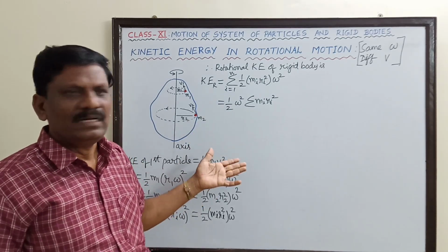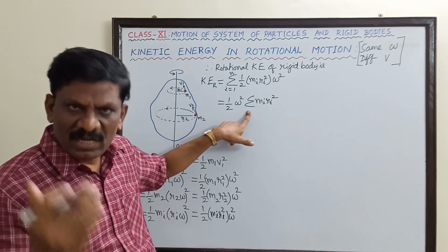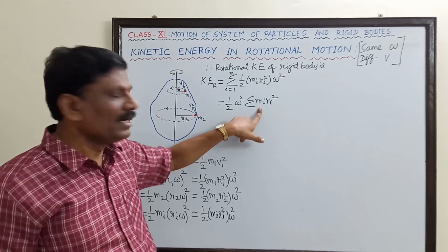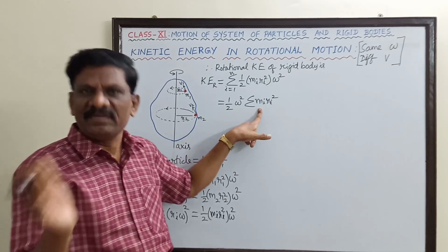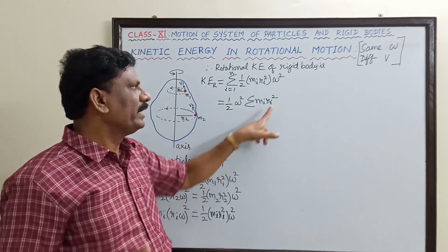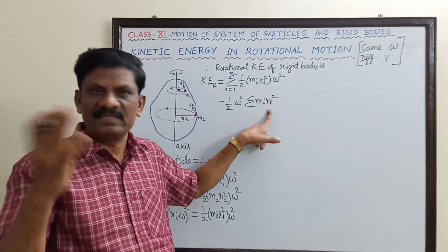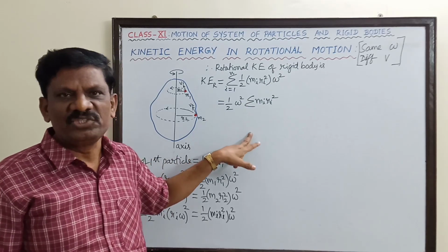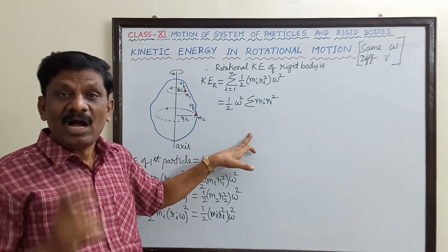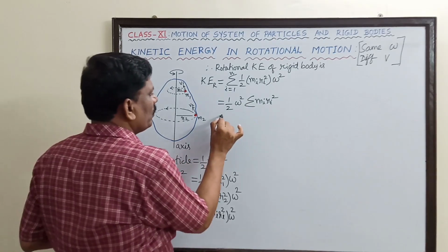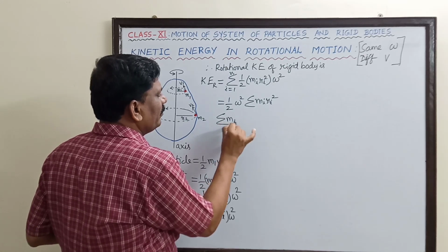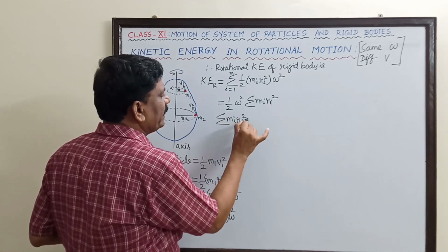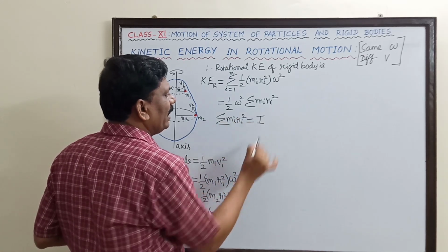What does it mean? It is the algebraic sum of the products of the masses of the particles and the squares of their distances from the axis of rotation. We already studied it is equal to what? Moment of inertia of the rigid body about the axis of rotation. So here sigma m_i r_i square is equal to capital I.